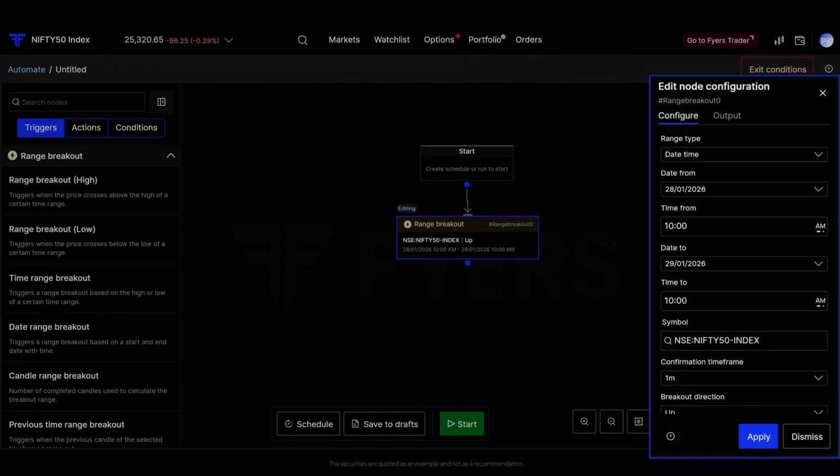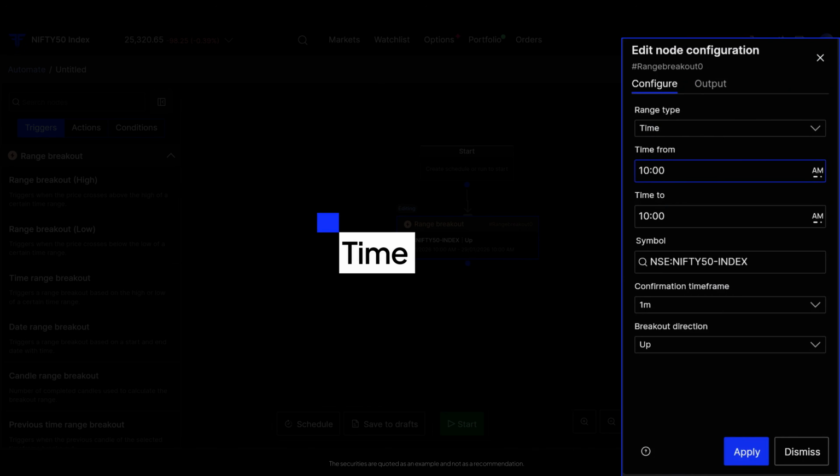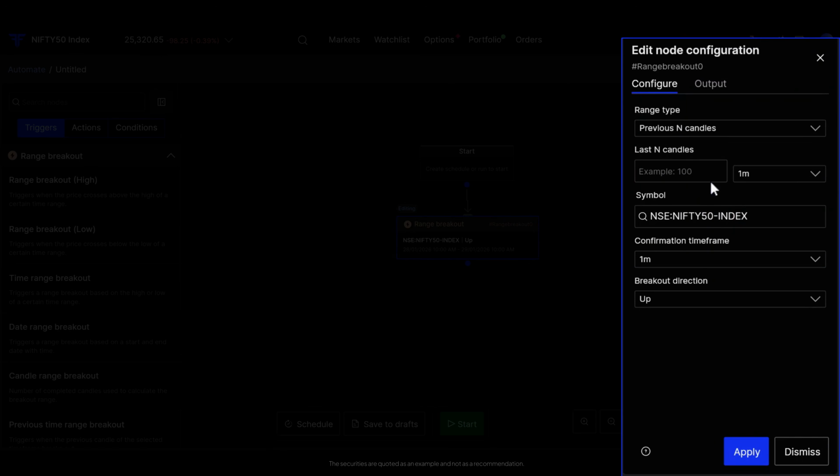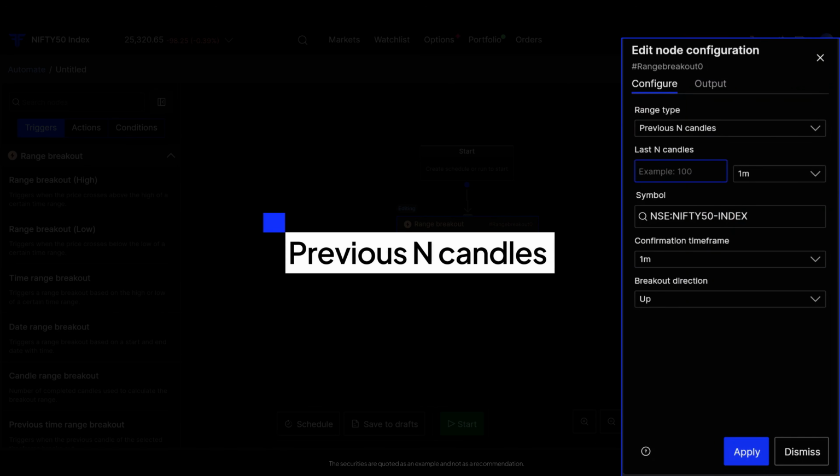Other types of range include time, where you can define a time range from one time to another. You can also create a previous candle's range breakout. The candle's range breakout is a dynamic range breakout.